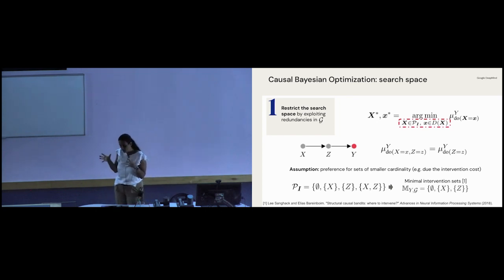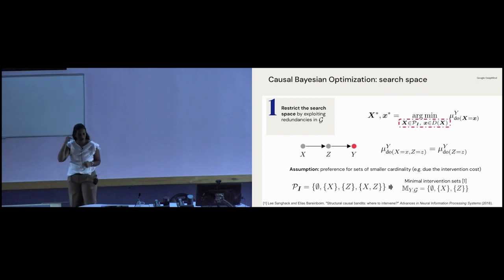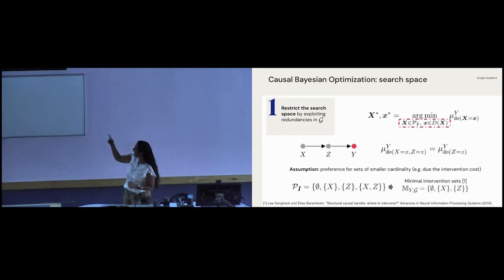So in general, you can reason by looking at the graph, you can actually think about the do-calculus rules that I spoke about before. And you can see that, for example, in this graph x, z, and y, x is independent of y given z.